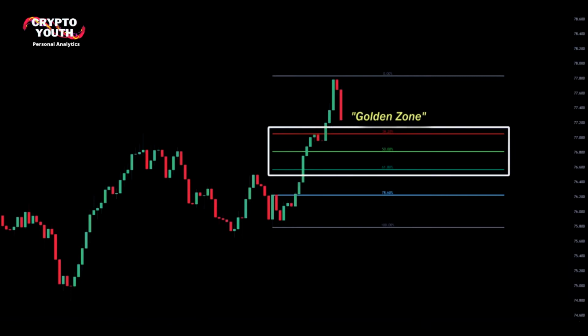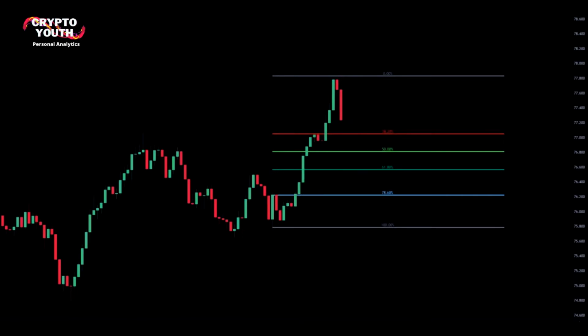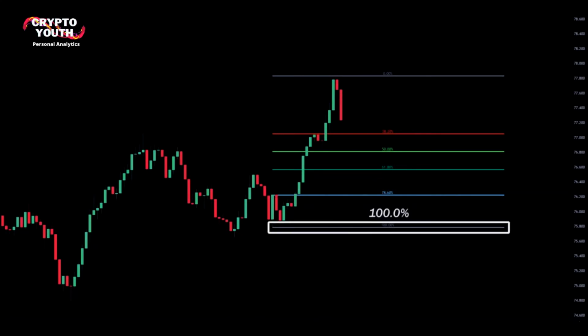These three levels are called the golden zone. However, that doesn't guarantee that the price will reverse at these levels. It can always break right through and go towards the deeper levels like the 78.6% and the 100%. Now, the 100% level is the maximum level where the price can still be considered as a pullback.